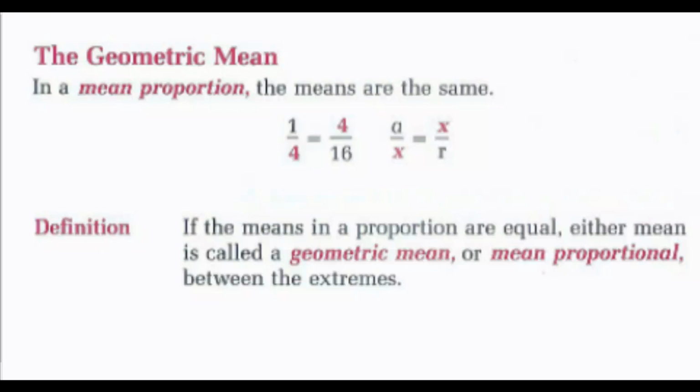Looking at the geometric mean, in a mean proportion, the means are the same. So in my example, I have 1/4 is equal to 4/16. I know 1/4 is equal to 4/16 because I can simplify 4/16 to 1/4. So notice how the means are both 4. I can set these examples up with a over x is equal to x over b. So if I'm given two numbers where I want to find a mean proportion, then I can use a over x is equal to x over b. Now, if the means in a proportion are equal, either mean is called a geometric mean or mean proportional between the extremes.